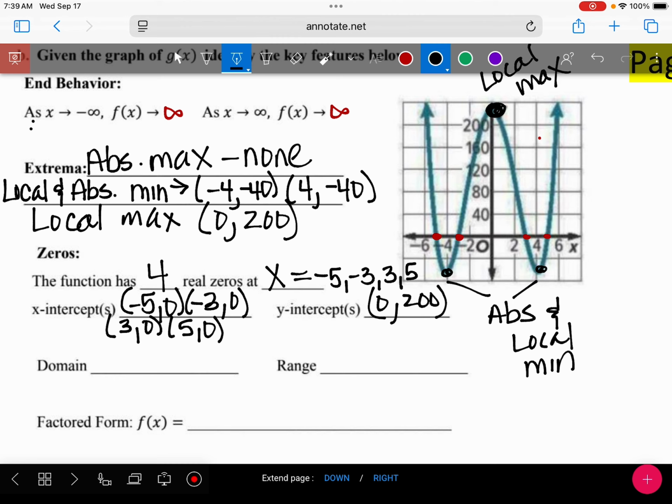All right, is this one even or odd? Who says it's even? Who says it's odd? So that means my domain is all real numbers, but my range is not. So my range goes from here up. That looks like about -40 to infinity.